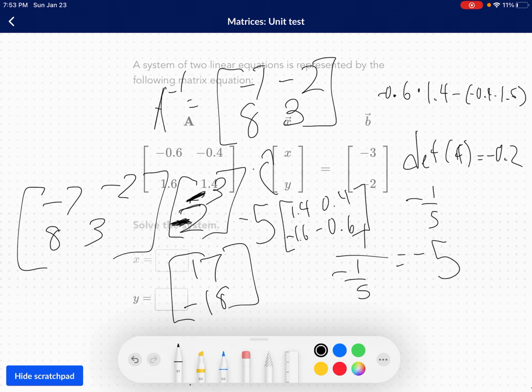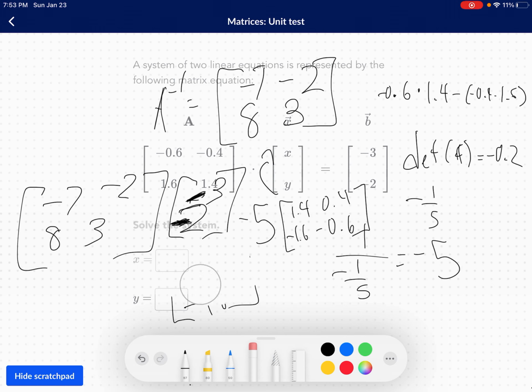This is negative 2. Okay, now that we multiply it. Negative 7 times negative 3 is 21. Negative 2 times negative 2 is 4. That's 25. And 8 times negative 3 is negative 24. 3 times negative 2 is negative 6, so that's negative 30.